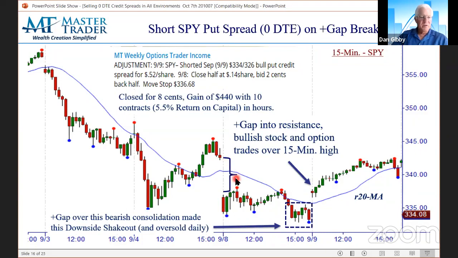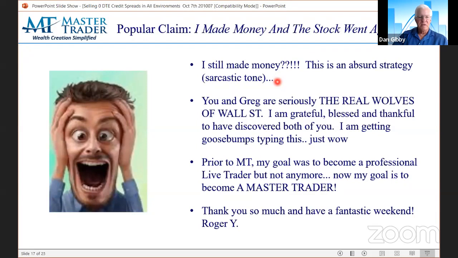Just another example here. I want to keep going so we can spend some time. But this, Greg and I would call this just another no-brainer setup. This was a bearish close, gapped up, deep to resistance, took out the 30-minute high. We sold this put spread here, 52 cents. So see, I say close. So you asked me, what do we do in between? I'm taking partial profits. So you can see here later in the day, we closed half at 14 cents. And I said, bid 2 cents for the back half and be done with it. We like to get out of these just so we don't have any gap risk, which I'll get to in a moment.